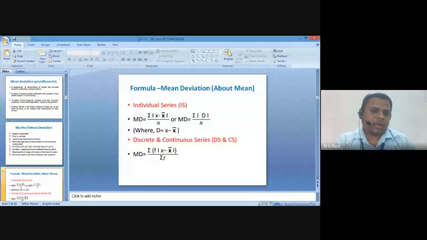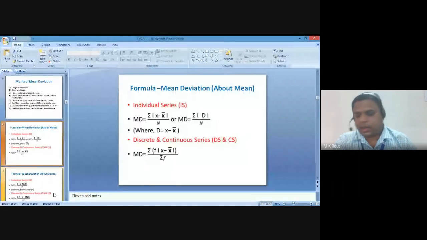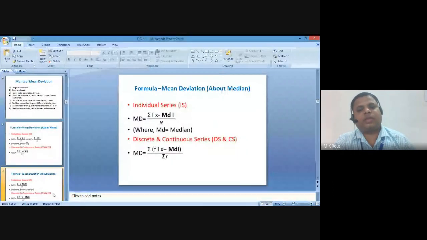Moving to the next formula. Here is another formula for calculation of mean deviation about median. As you know, in case of median, especially with reference to individual series, the mean deviation equals the summation of |x minus median| divided by n. Here MD stands for median. Similarly, for continuous and discrete series, the mean deviation equals the summation of f into |x minus median| divided by the summation of frequencies. I advise all of you to note down the formula.